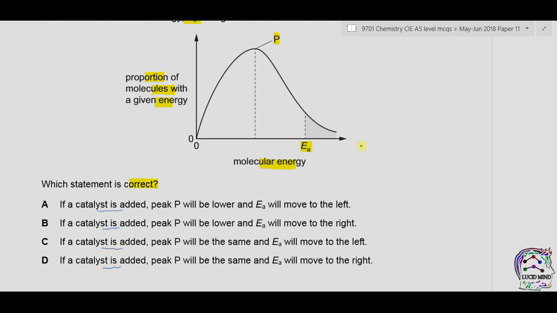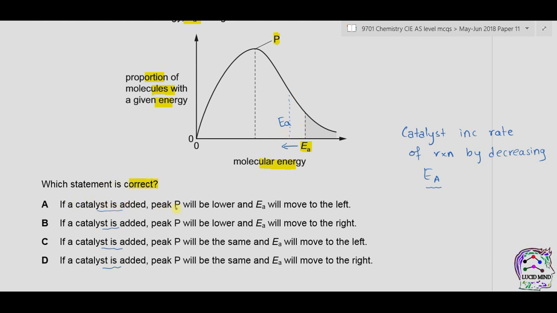So we know what a catalyst does: a catalyst increases the rate of a chemical reaction by decreasing the activation energy. A catalyst does not have any effect on the energy of molecules. It only decreases activation energy. So when a catalyst is added, the activation energy will move backward. So let's suppose this is the new activation energy with the catalyst.